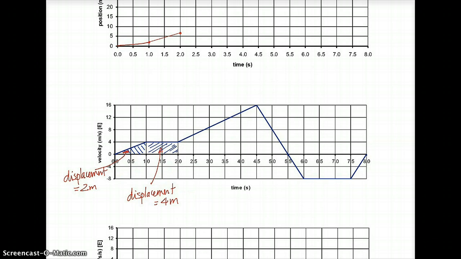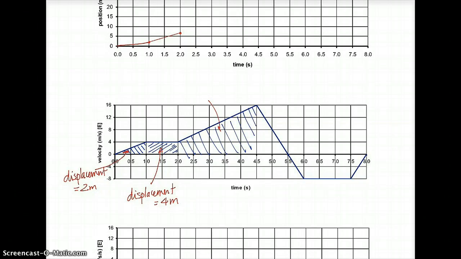The displacement for the first second was 2 meters, and then 4 meters for the second, making a total of 6 meters. The next segment that I'm going to calculate the displacement for is this segment right here, from 2 seconds all the way up to 4.5 seconds. That segment there.